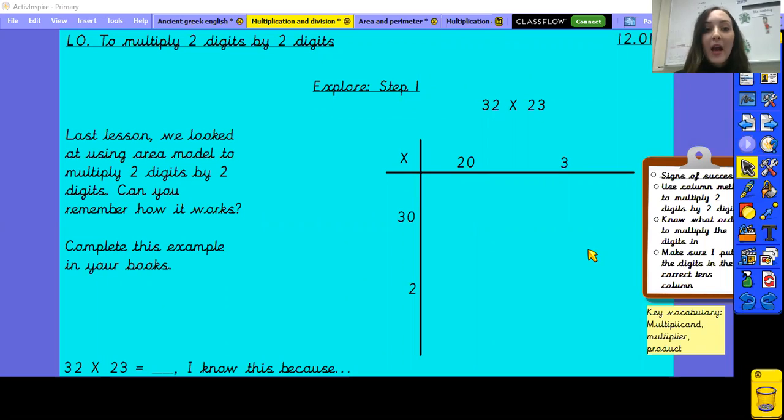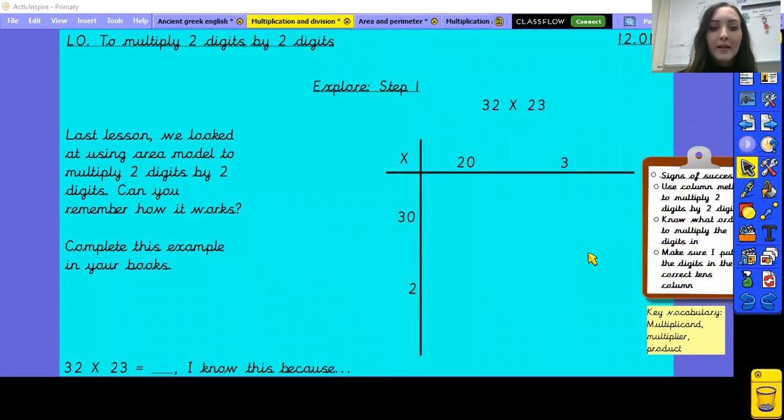So today we're going to be carrying on with multiplying 2 digits by 2 digits. But before we begin, could you please pause this video and write the date and the LO in your maths book. So the date is the 12th of the 1st 21 and the LO is to multiply 2 digits by 2 digits. So make sure that's nice and neat in your maths book.